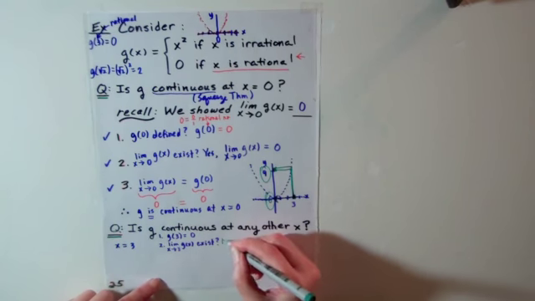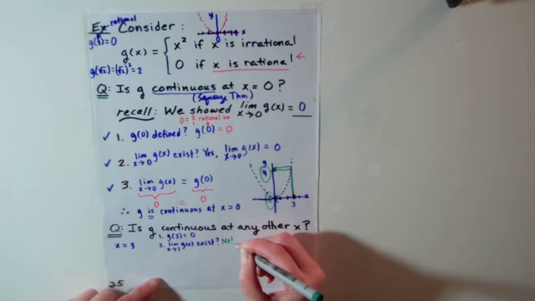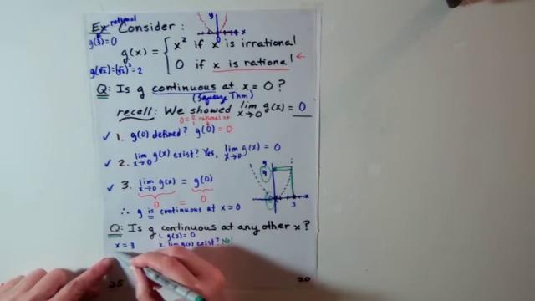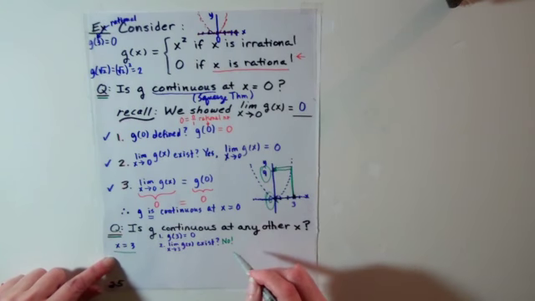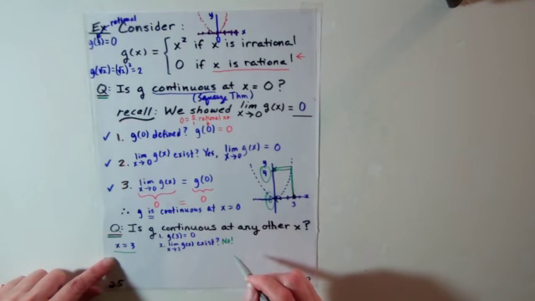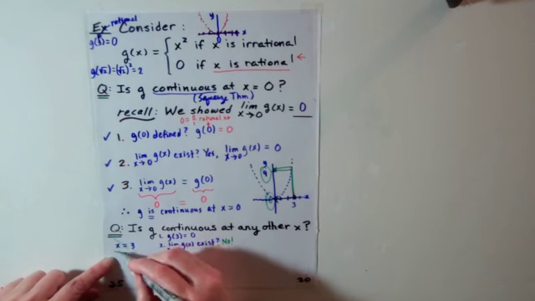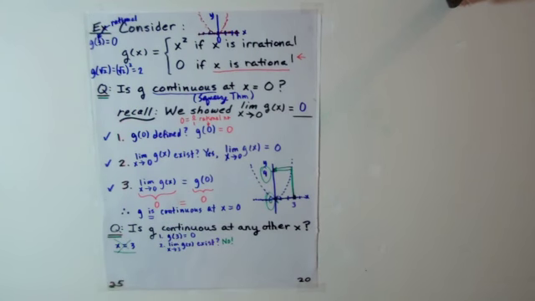So unfortunately, no, this limit does not exist, and our function g fails the second condition of continuity in our careful definition of continuity at x equal 3. So g would not be continuous at x equal 3, a rational value.